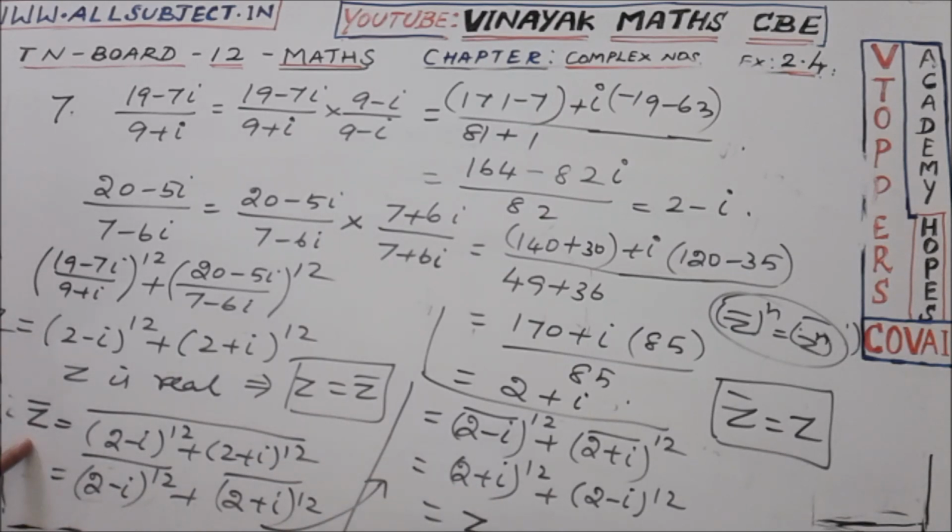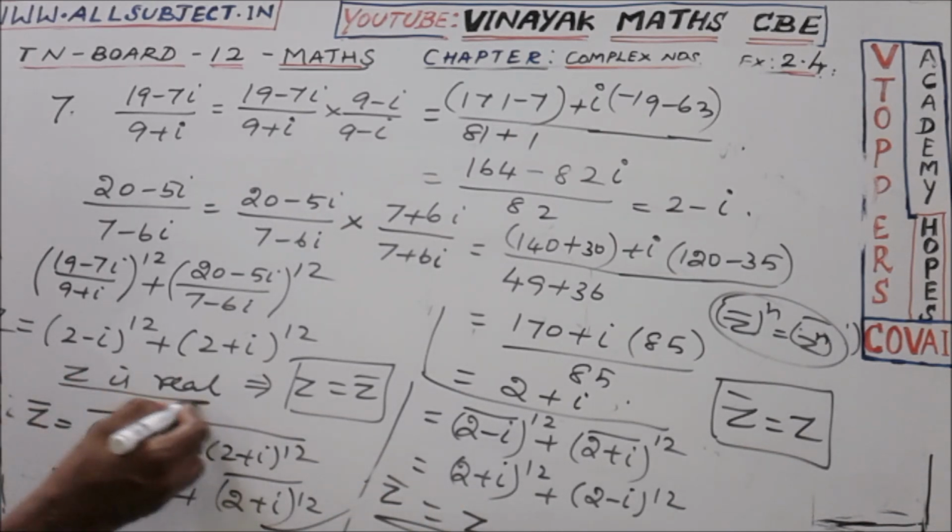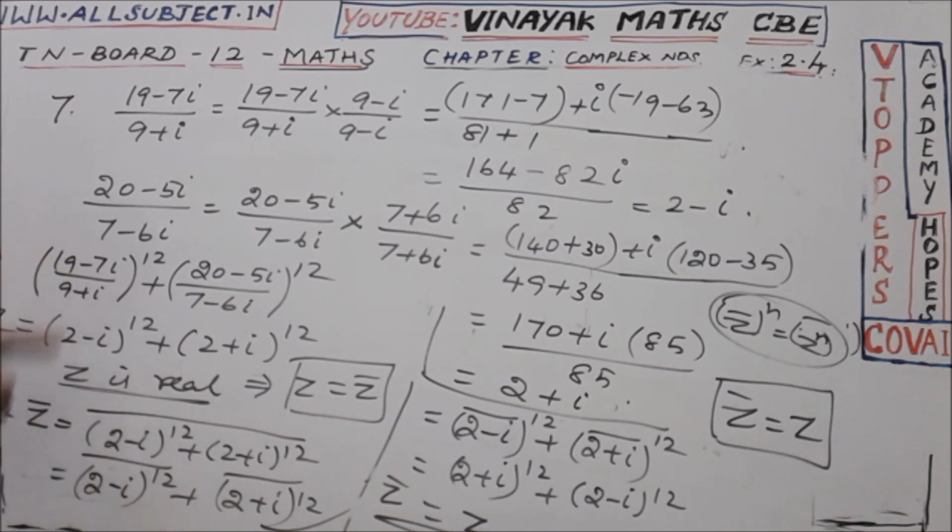So the value z bar equal to z. We started with z bar, we arrived at z. So z bar equal to z. This means the given complex number is real. Therefore, the complex number (19 minus 7i) by (9 plus i) whole power 12 plus (20 minus 5i) by (7 minus 6i) whole power 12 is real.